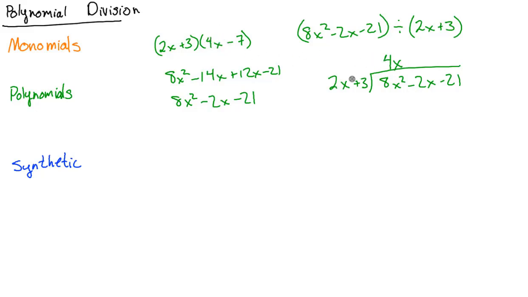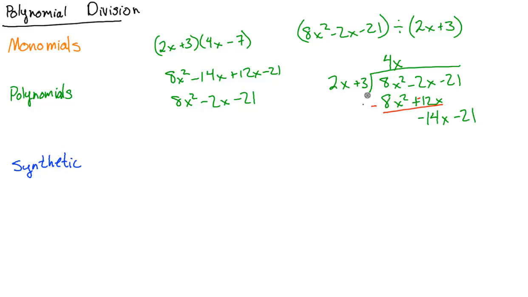So now we multiply this whole thing. 4x times this whole thing gives us 8x squared plus 12x. Now remember, what process right now? We subtract. That's very important. So when we subtract this whole thing, we actually get a minus 8x squared and a minus 12x. So that goes away, and then we have negative 2 minus 12 is a negative 14x minus 21.